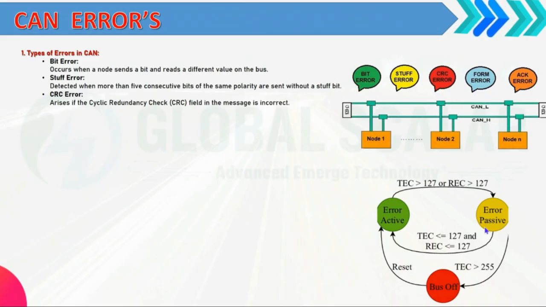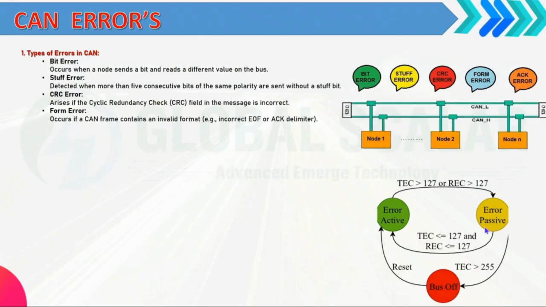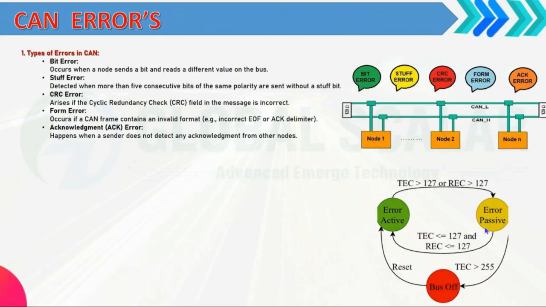Then the CRC error, where generally an incorrect message is transmitted on the bus network. And the form error, which occurs if the CAN frame contains invalid data towards the end of the frame or at the acknowledgement delimiter. And the acknowledgement error happens when the sender doesn't detect any acknowledgement from the other nodes.